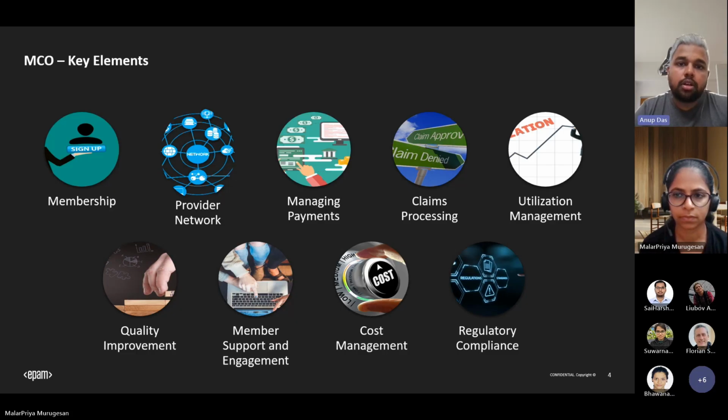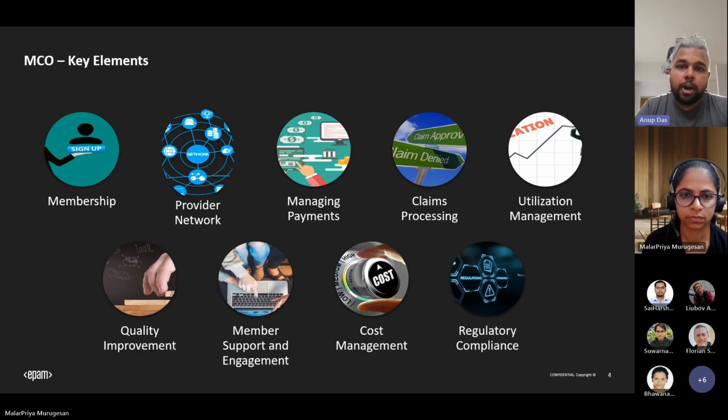Now, a major key element of the MCO is cost management, and it comes across the board, like premium cost management and claims cost management. This includes negotiating favorable reimbursement rates with providers, implementing cost containment measures, promoting cost-effective prescribing practices, and encouraging members to utilize in-network providers and preventive care services.